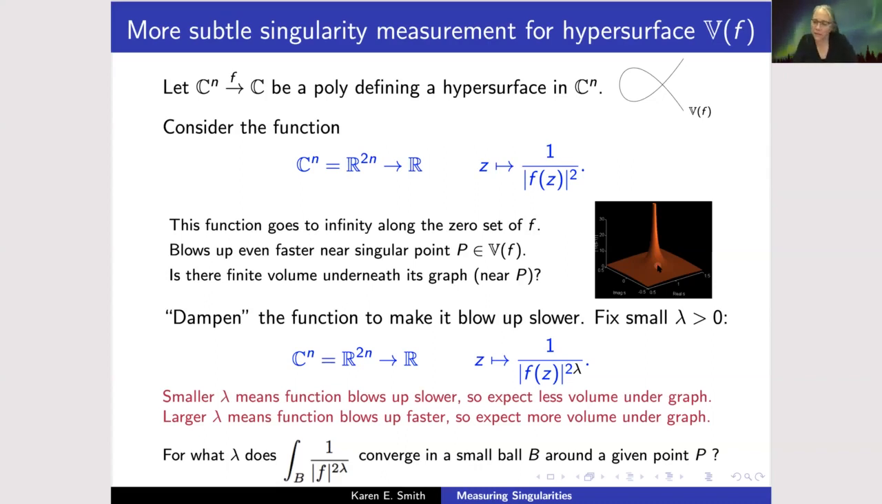And this is something that you do when you teach Calc 2, or Calc 2 students do. They study sometimes how to dampen down a function that has some kind of asymptote to make it have a finite integral, a finite volume under the graph. And so what we're going to do is we're going to dampen down this function by raising it to some positive lambda, and we're going to figure out for what lambdas do we have a converging integral. Is that volume finite?